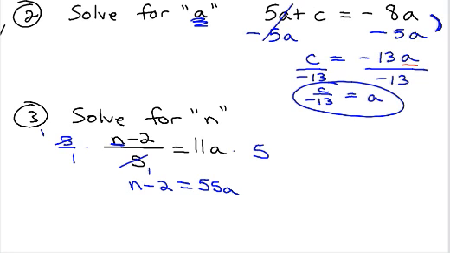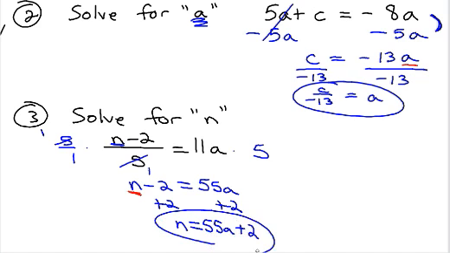Now, if I am solving for n, I just need to add 2 to both sides. So if I add 2 to both sides, the answer is not 57a. It's 55a plus 2. And we're just okay with that uglier answer. Everybody okay so far? Let's keep going. 2 more examples.